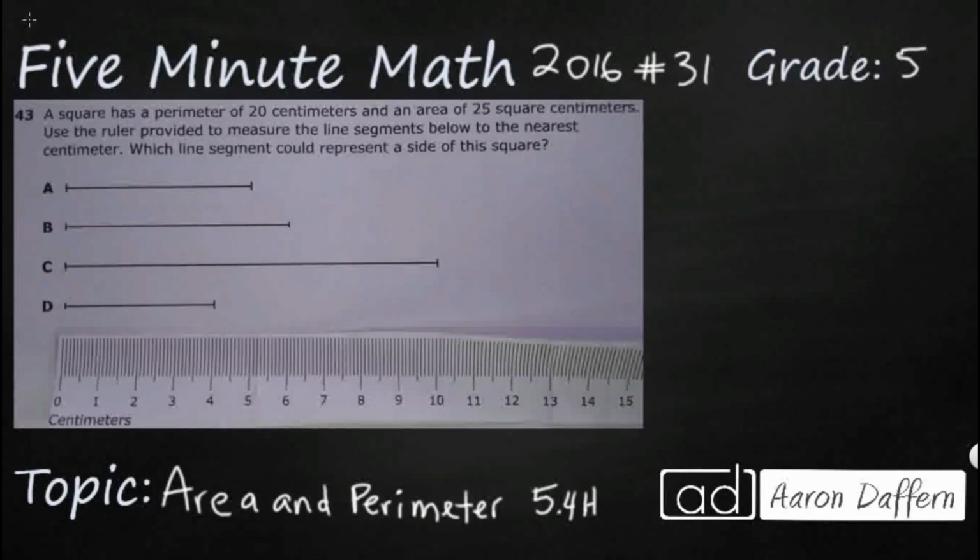Today we are looking at the 5th grade concept of area and perimeter. This is standard 5.4H in the great state of Texas, and we are using item number 31 off the 2016 released STAAR test. If you have not done so already, please go ahead and take a moment to pause the video, work this problem out on your own, unpause it, and we will look at our answers together.